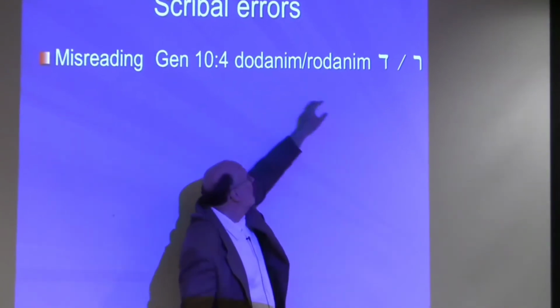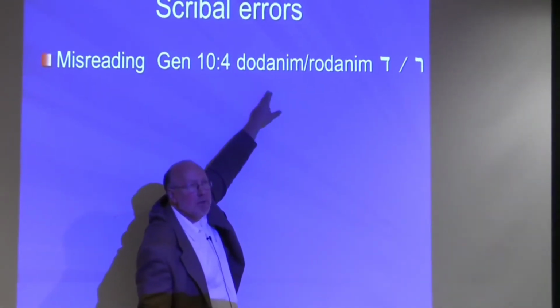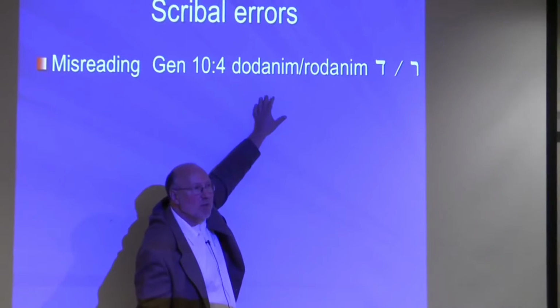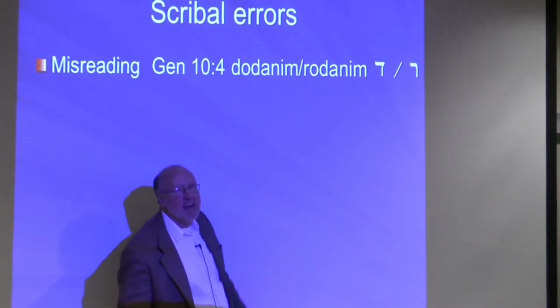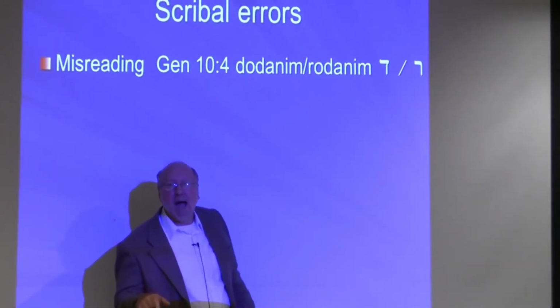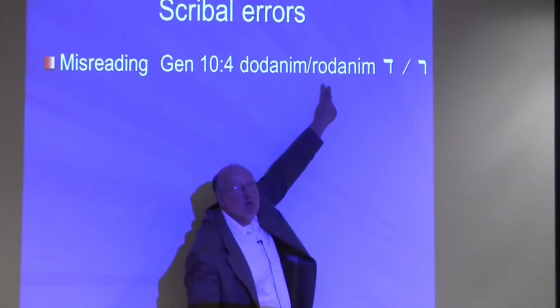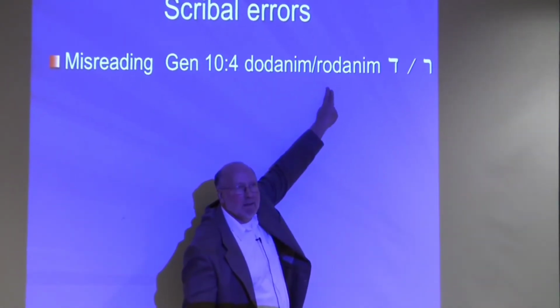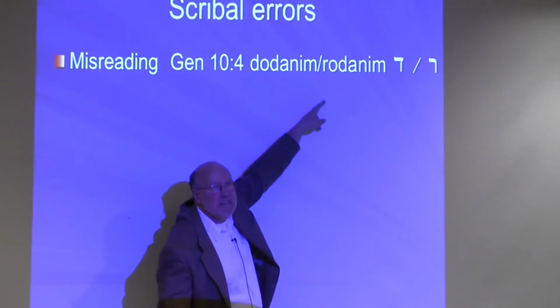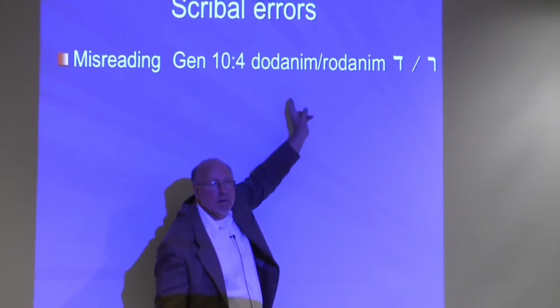Let me give you an example. This guy's name is Dodanim. You've got them all memorized from Genesis chapter 10 with all those names. The guy's name is Dodanim. But if you look in some of your Bibles, it won't say Dodanim, it will say Rodanim. Do you see that the R and D have been confused?